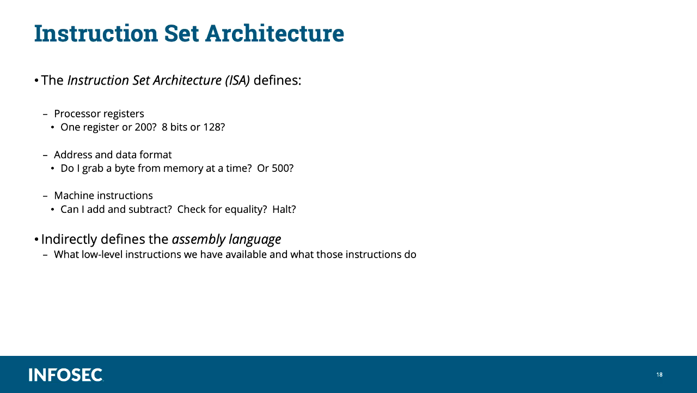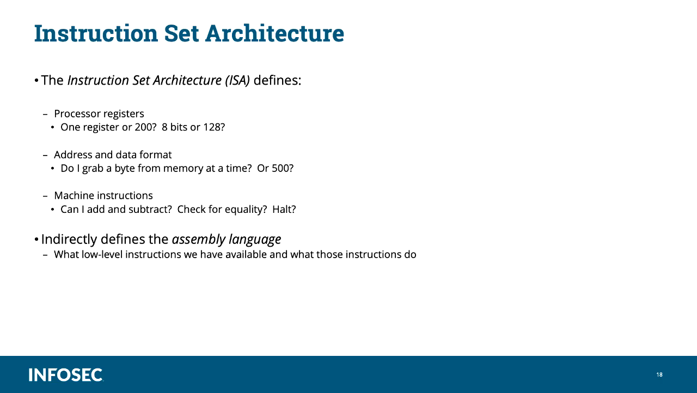It defines the address and data format. So I'm going to need to talk to memory, and I'm going to need to do data manipulations. So the ISA defines to me how and what sizes I can do that in. And then it defines the machine instructions. It defines what capabilities the system has.